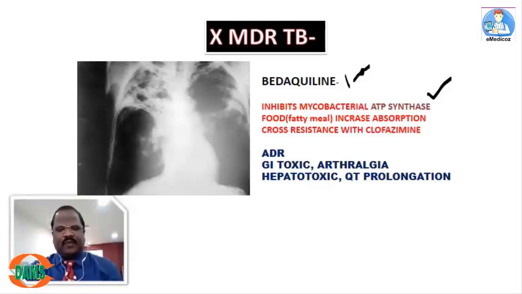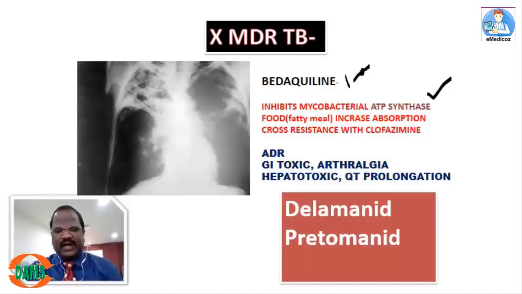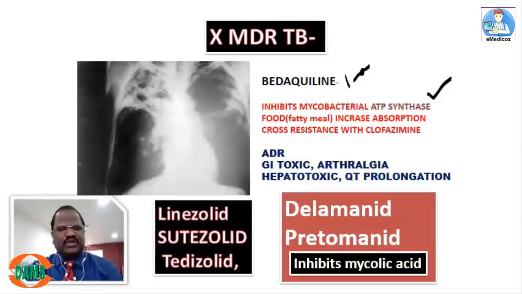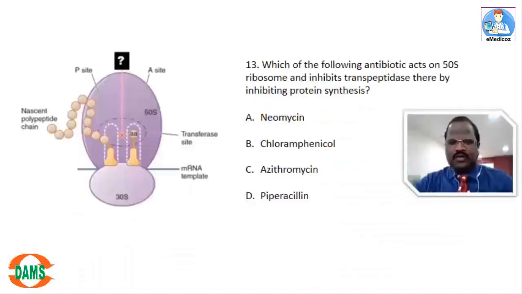Coming to adverse effects, it most commonly causes GI toxicity and also causes arthralgia, liver damage, and a risk of QT prolongation. Other than bedaquiline, you should know some other newer drugs useful for XDR TB. That includes delamanid and pretomanid. These drugs act by inhibiting mycolic acid synthesis, and they may also cause QT prolongation as a side effect. We have some more drugs useful for MDR TB, for example, sutezolid and one more drug, tedizolid. Both are derivatives of linezolid useful for MDR TB. So newer drugs for MDR TB are very important. That too, bedaquiline is very important. Please revise yourself.